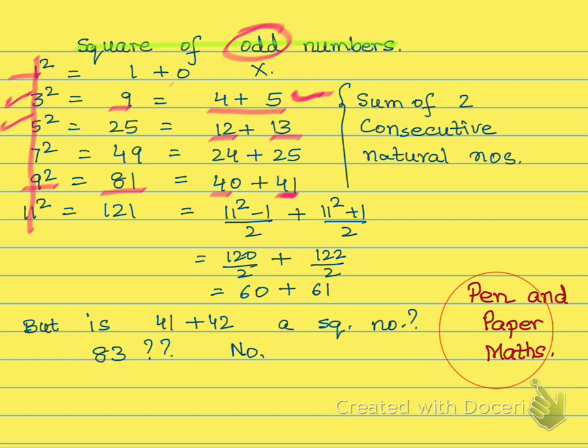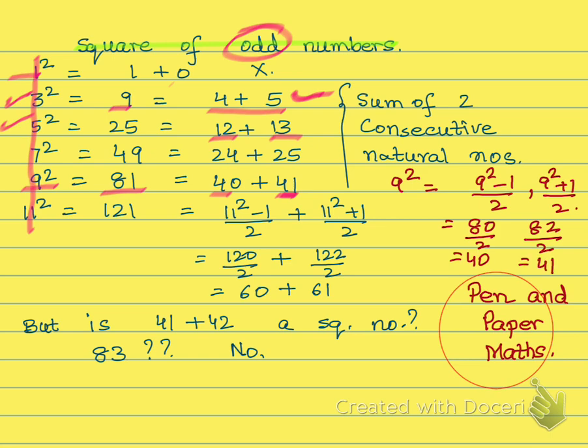How do I know that I have to write 40 here or 41 here? Simple. If you are taking the square of 9, what are the two parts that you're going to split it into? The first would be (9 square minus 1) by 2, and the second half would be (9 square plus 1) by 2. As simple as that. So 81 minus 1 gives me 80 by 2, which is 40. And 81 plus 1 gives me 82 divided by 2, which gives me 41.